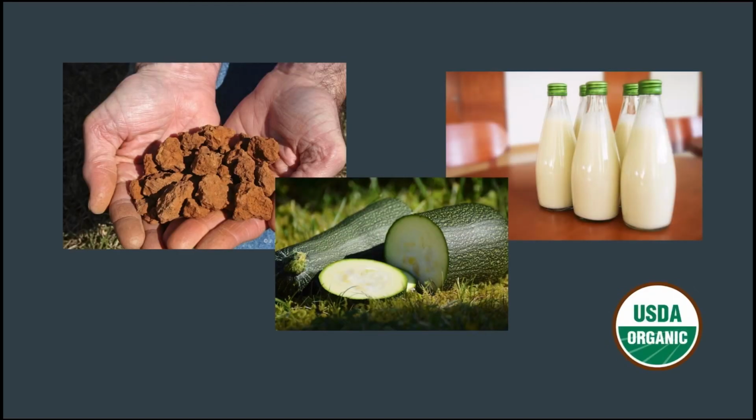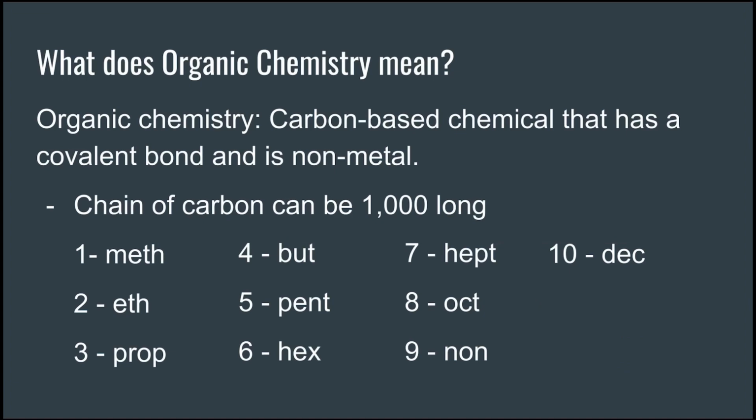We are all familiar with organic cucumbers, organic soil, organic milk. If we notice, they're all called organic. But this is usually what we think of when we think of something being organic. But in chemistry, organic takes on a different meaning. In fact, it means carbon-based chemicals that have a covalent bond and are non-metal. A completely different thing from what we are used to with organic foods and organic products.